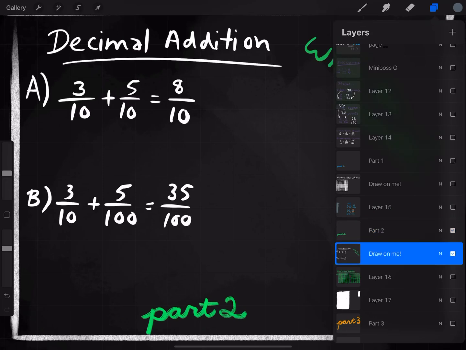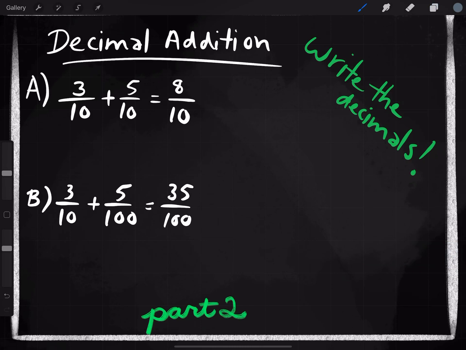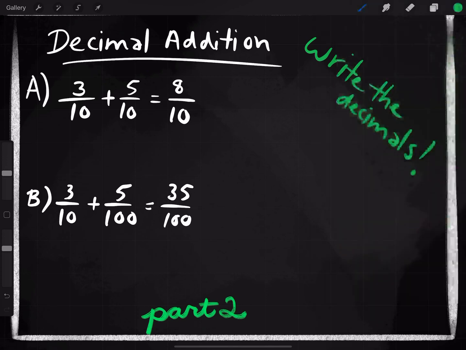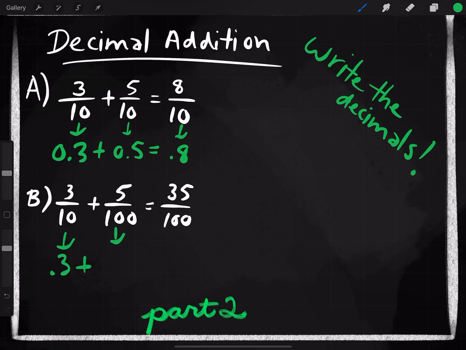All right. Now we are going to change these fractions into decimals in order to add them. So we can rewrite 3/10 like this, 0.3 plus 5/10, so I'll write 0.5 equals 8/10, 0.8. And then for this one, I can write 0.3 for 3/10, 5/100ths, so this time I'll write 0.05 equals 0.35.